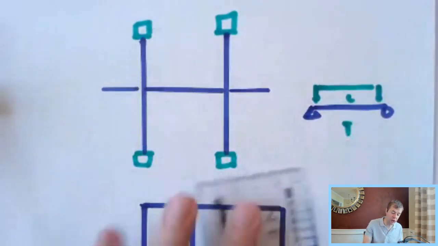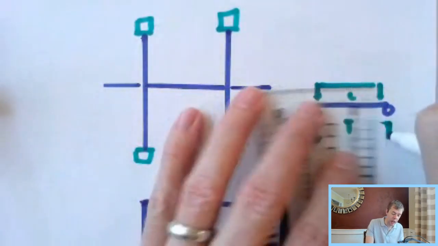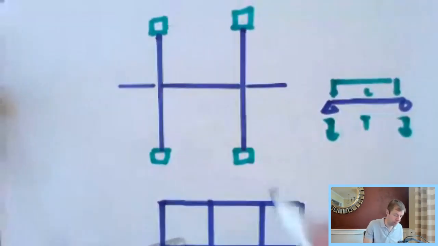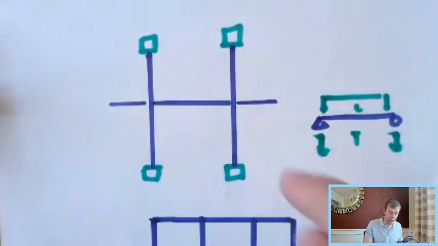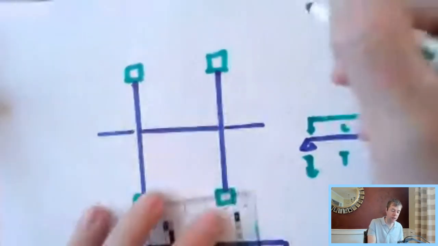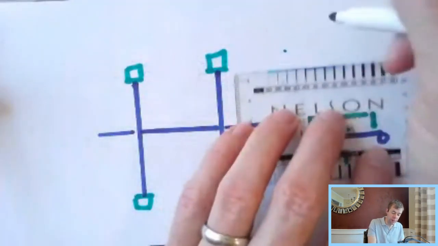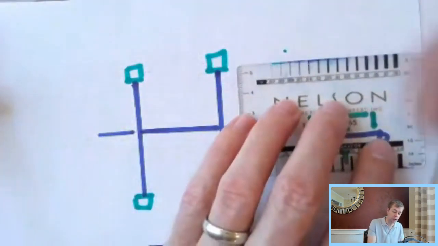Now on that, you're going to have reactions. You're going to have a reaction here, and you're going to have a reaction here. Now, what that means is for these larger beams, you're going to have something more complicated. Maybe the larger beams, you may design them to be continuous.